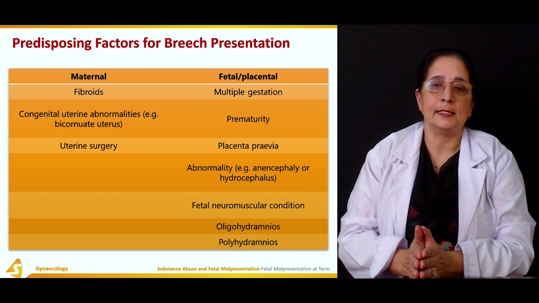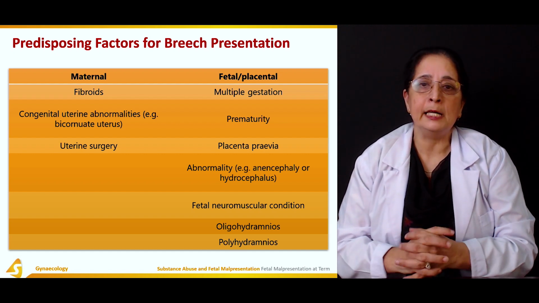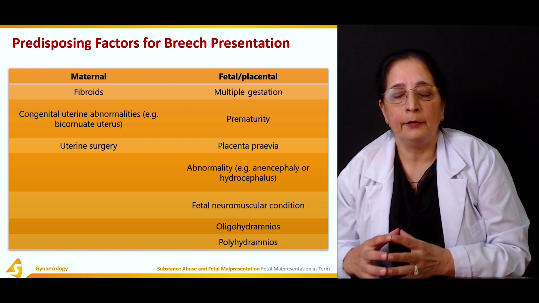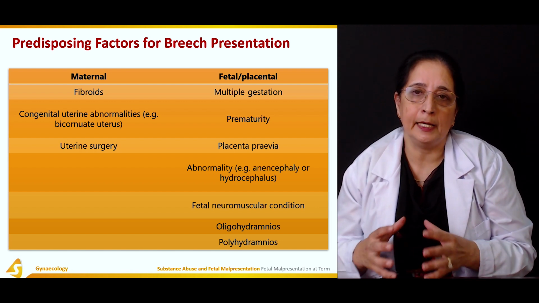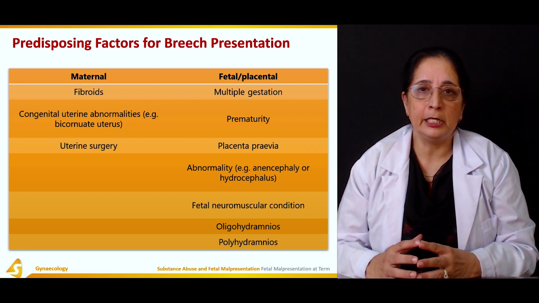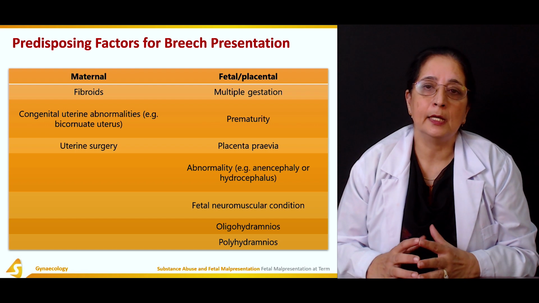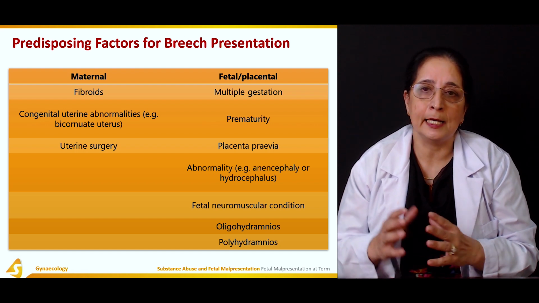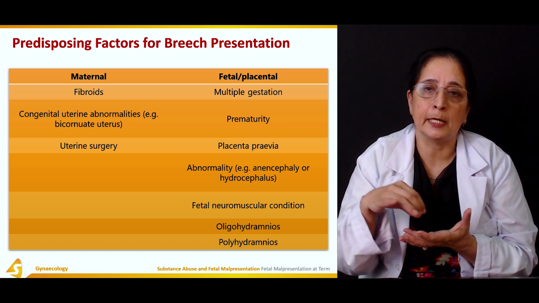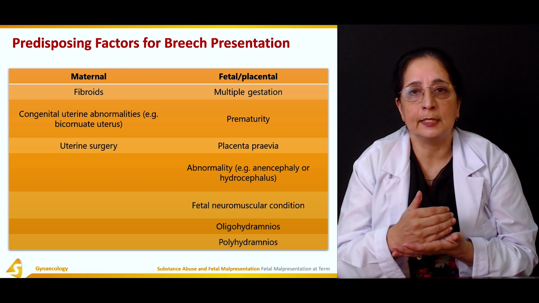Now, what are some factors that can lead to breech presentation in the baby? Multiple gestation. If there is more than one fetus present, twins or triplets, again it can lead to breech presentation. Prematurity can lead to breech presentation. Placenta previa. Placenta previa is a condition in which the placenta is low-lying, so it is present in the lower half of the uterus, and it sometimes covers the os and the cervix. So it can cause breech presentation.